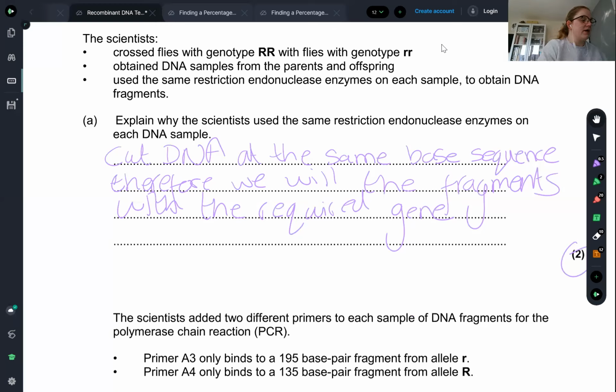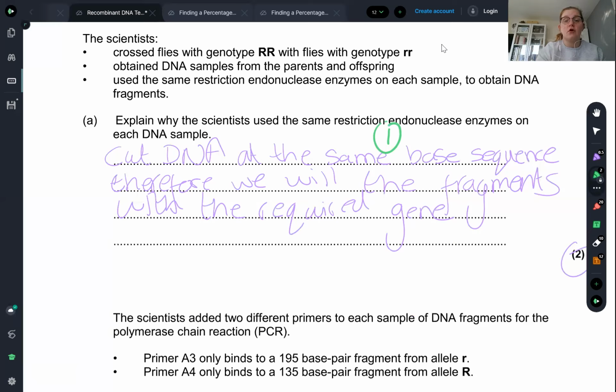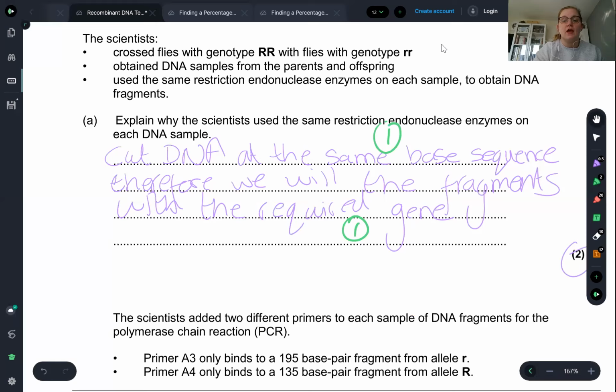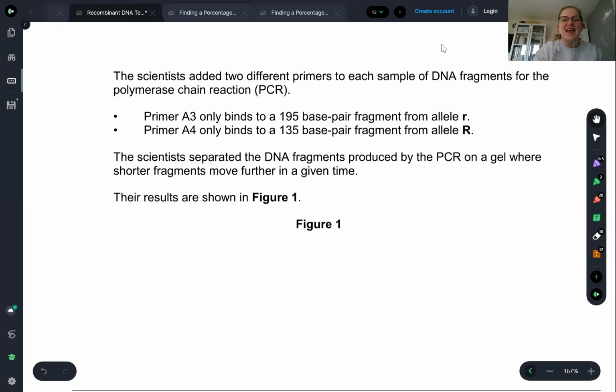So I'll highlight where we get the 2 marks in this question. The first mark is for saying we're cutting the DNA at the same base sequence by using the same restriction endonuclease. And the second mark is saying, therefore, we will get fragments that all have the same required gene in them. And that will be the 2 marks for those. We'll skip past the rest. Actually, no, we won't. We'll look at this bit as well.